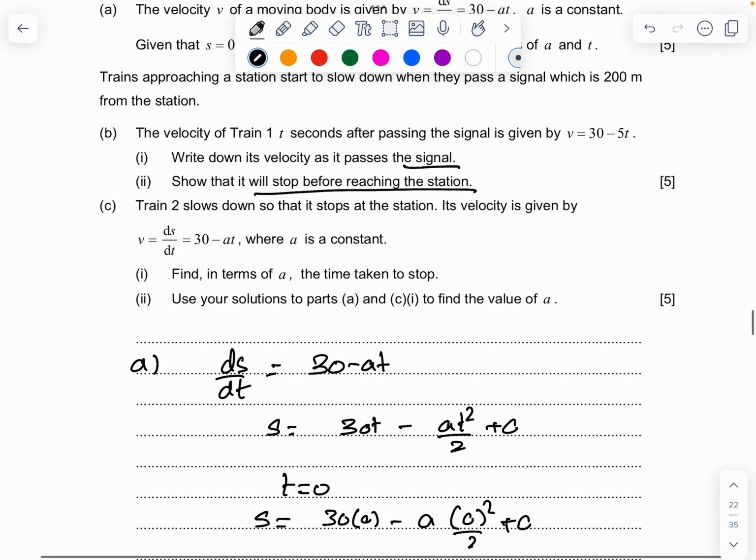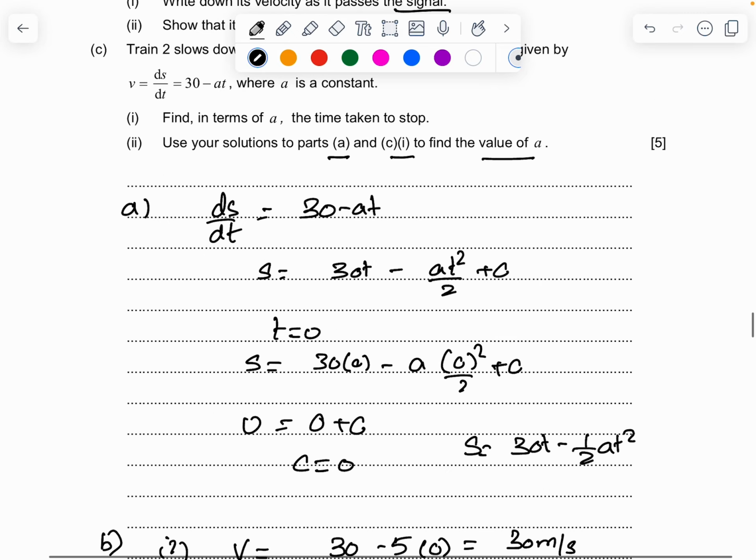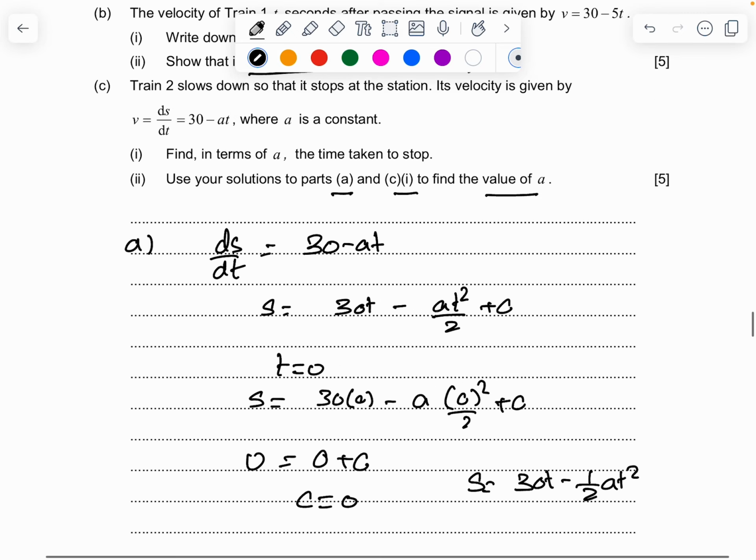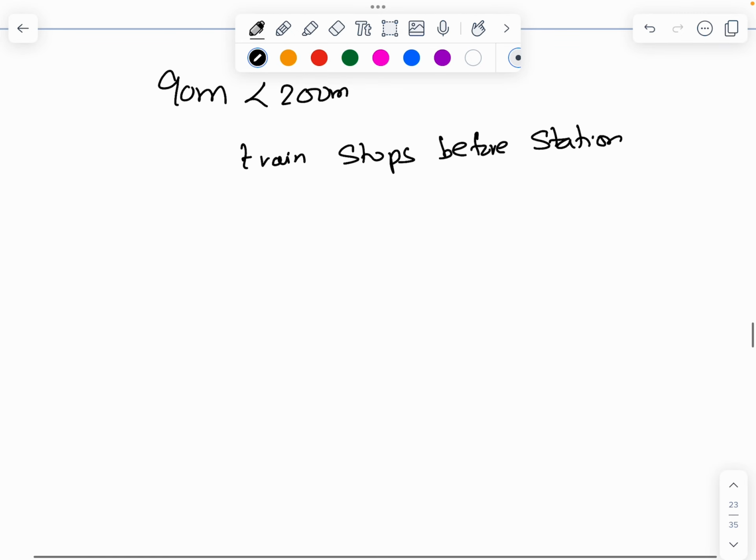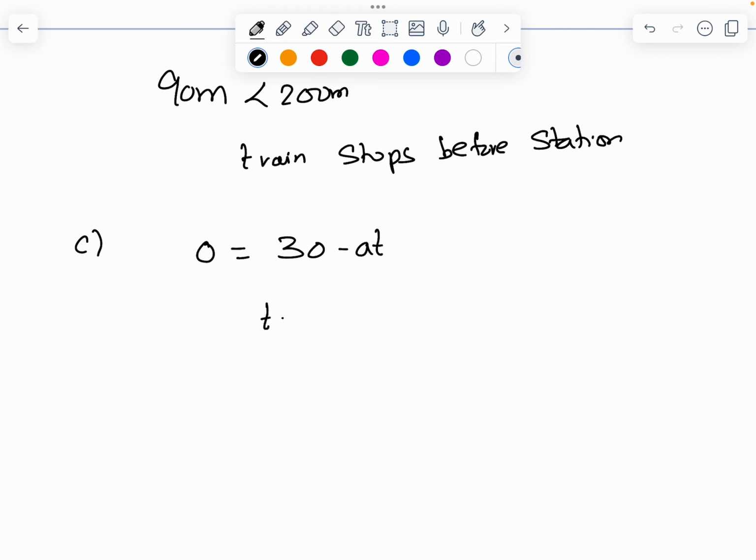Part C, train 2 slows down so that it stops at the station. Its velocity is given by this one. Find in terms of A the time taken to stop. Use your solutions in part A and C1 to find the value of A. Now this also stops and the velocity for this one is going to be 30 minus At. It should be equal to 0. So t equals 30 upon A.